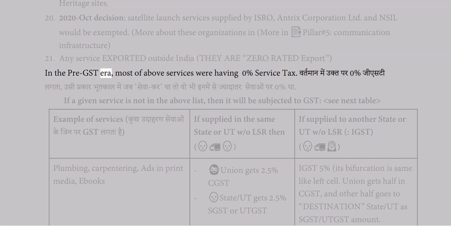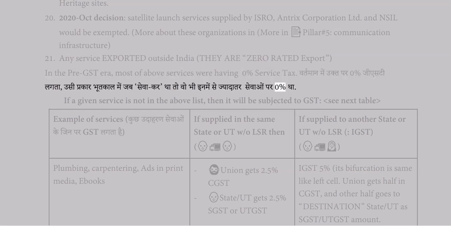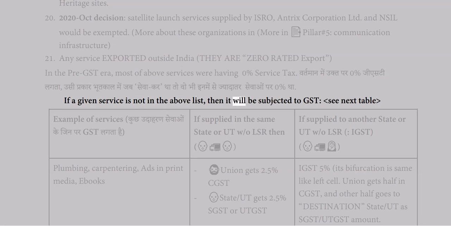In the pre-GST era, most of the above services had 0% service tax. If a given service is not in the above list, then it will be subjected to GST. See the next table. Example of services and GST: if supplied in the same state or UT, without LSR, then the following applies. If supplied to another state or UT, without LSR, IGST applies.